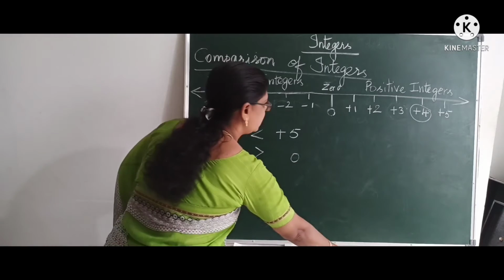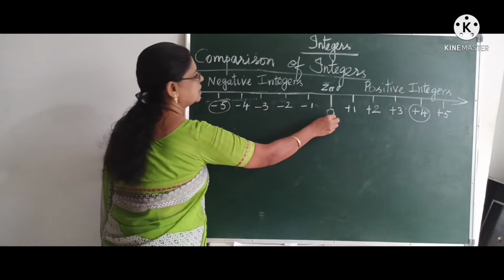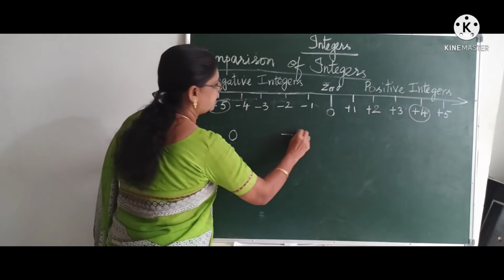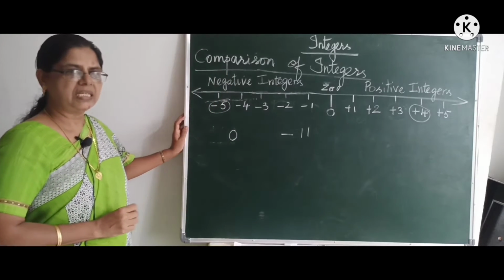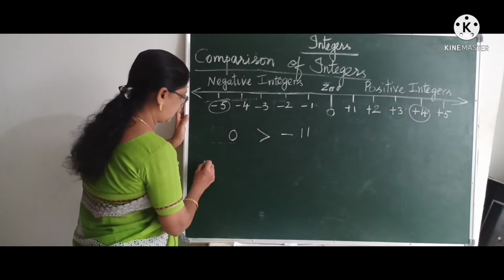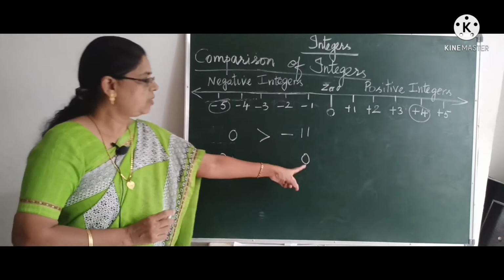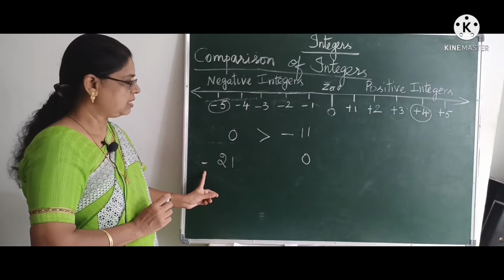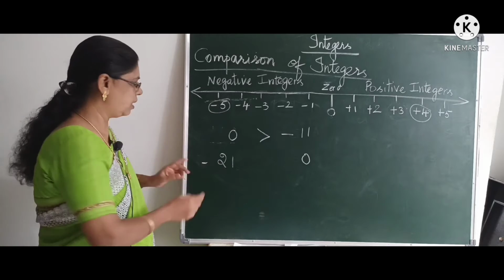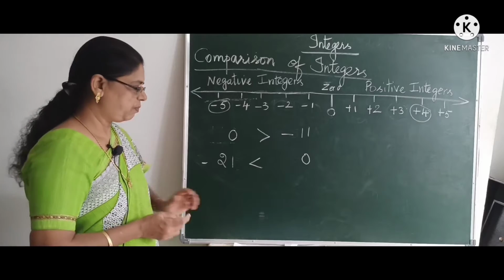Third rule. 0 is greater than every negative integer. Take 0 and minus 11. Which is greater? 0 is greater than minus 11. Take minus 21 and 0. 0 is greater than every negative integer. If 0 is greater, what does it mean? Minus 21 is smaller. So read like this: minus 21 is smaller than 0.